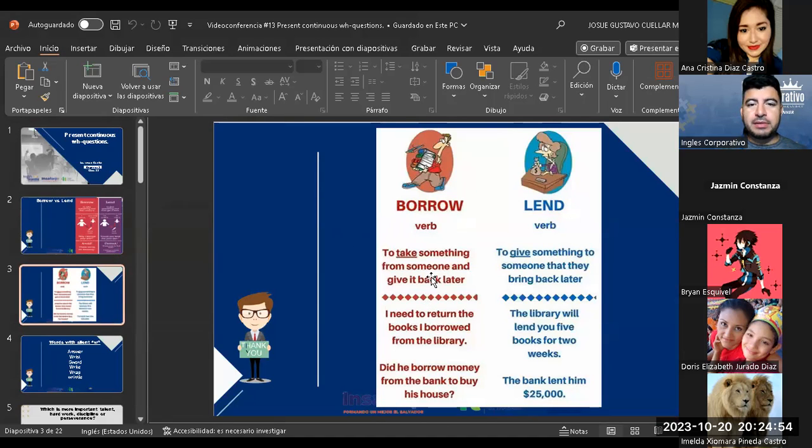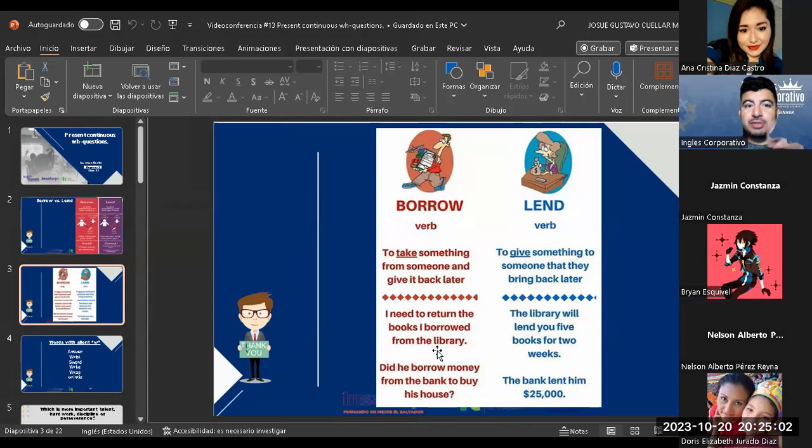Borrow. Lo mismo, ¿verdad? Sería, I need to return the books I borrowed from the library. Necesito regresar los libros que tomé prestado de la librería. Aquí tenemos, the library will lend you 5 books for 2 weeks. La librería te va a prestar 5 libros por 2 semanas.